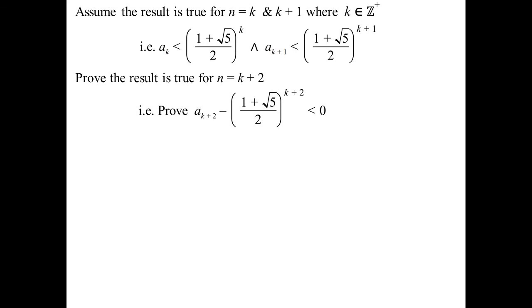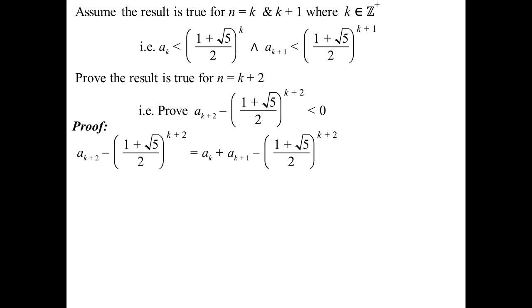It's up to you. So I'm going to assume that term k is less than (1 plus root 5 on 2) to the power of k, and term k plus 1 is less than (1 plus root 5 on 2) to the power of k plus 1. We'll now prove it for k plus 2. So I want to prove, and again, I'm moving everything to the left-hand side. I'm going to show this is always negative.